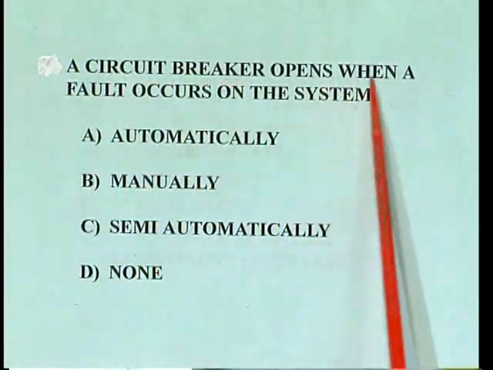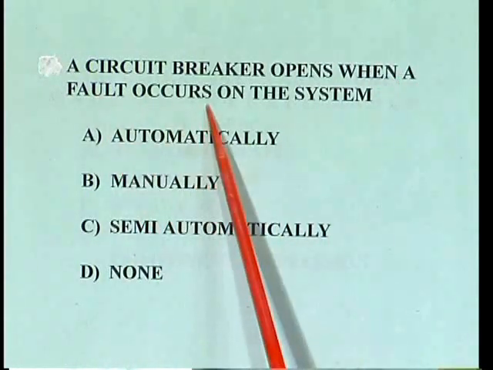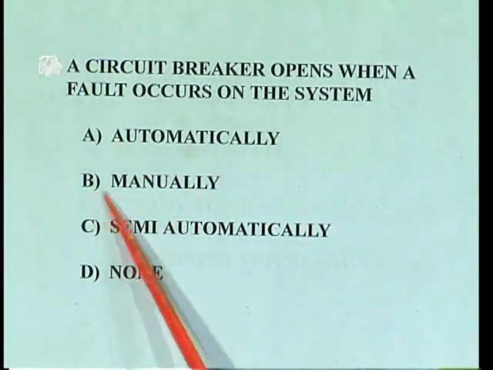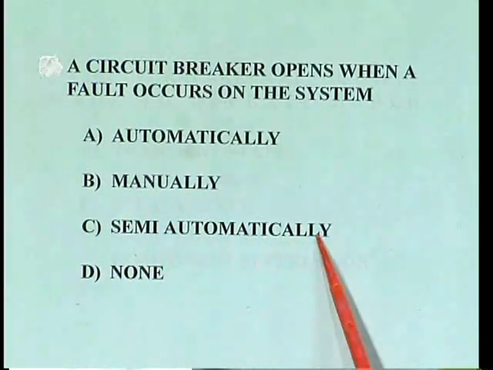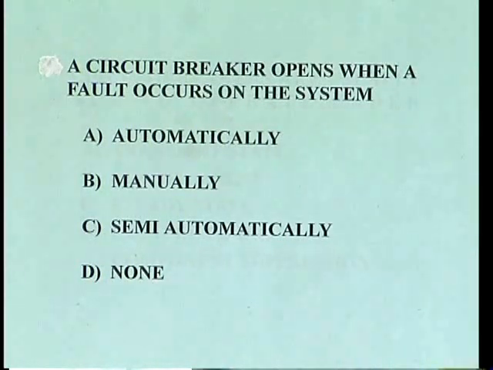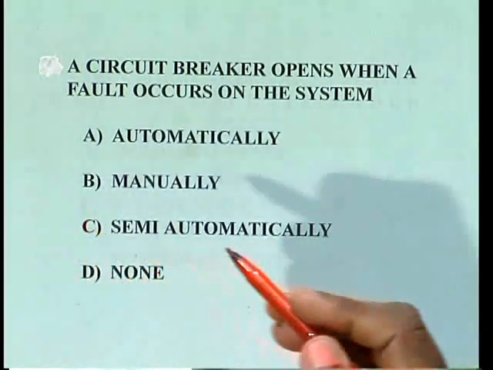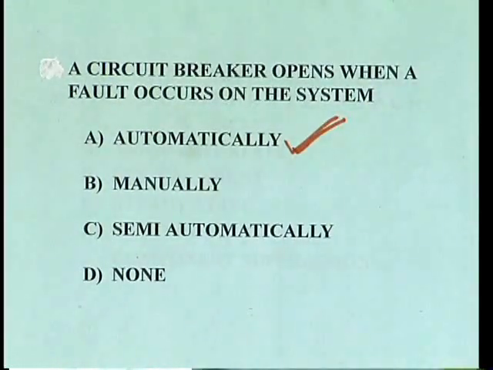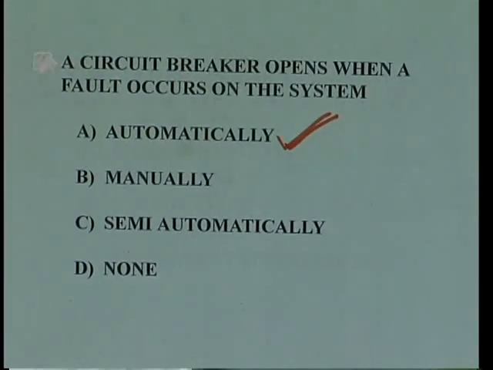A circuit breaker opens when a fault occurs on the system. A. Automatically. B. Manually. C. Semi-automatically. D. None. What is the correct answer here? The correct answer is automatically. A circuit breaker opens when a fault occurs on the system, it can open automatically. So this is the first question, and the second question is like this.